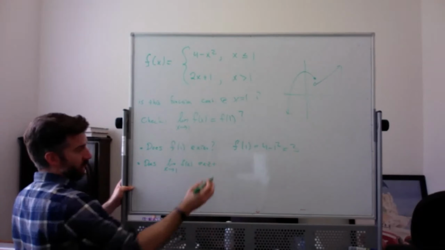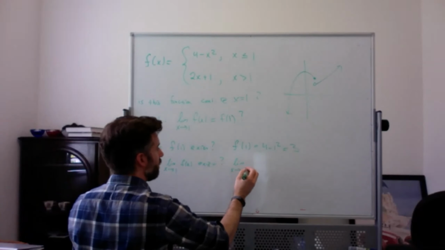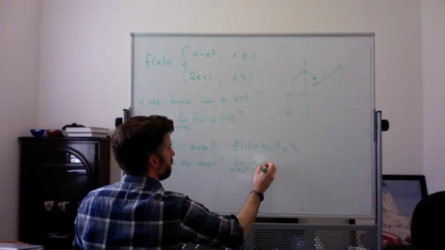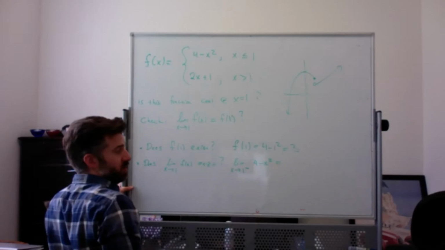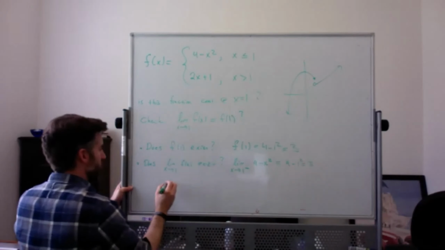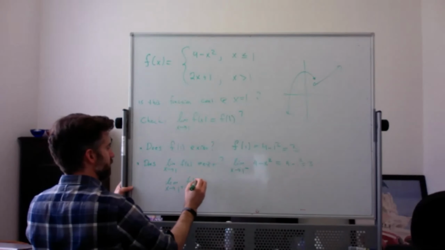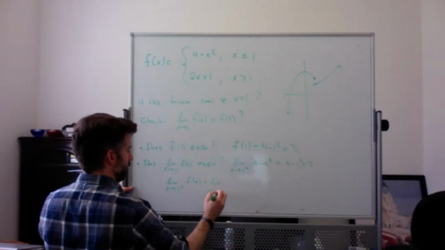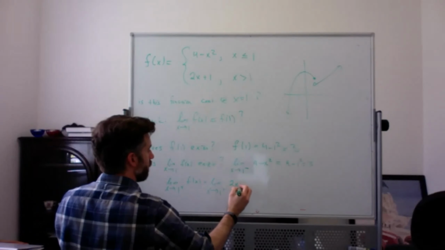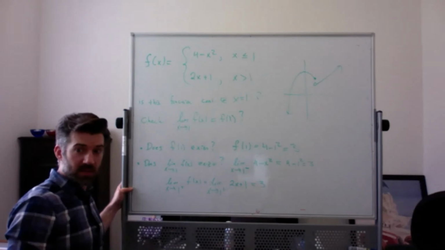And that's where we look at the limit from either side. The limit as x approaches 1 from the left, we're going to use the top piece because that's where x is less than 1. We still just get to use the direct substitution method and plug in 1. We get 4 minus 1 squared, which is 3. And then we look at the limit as x approaches 1 from the right of f of x. We're going to use this piece because x is bigger than 1. Then we can just plug in 1 and we get 2 times 1 plus 1, which is 3. So does the limit exist?